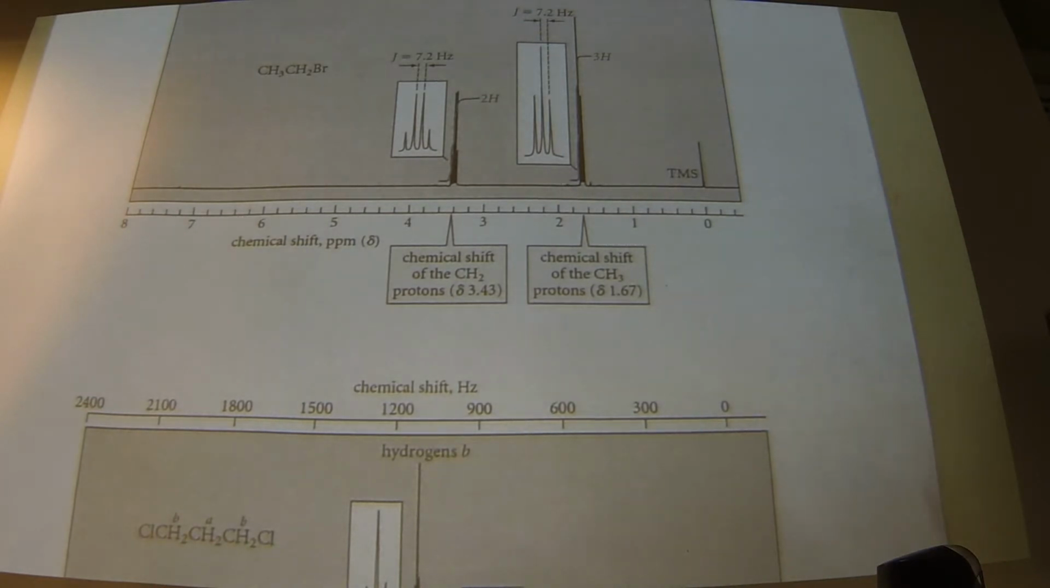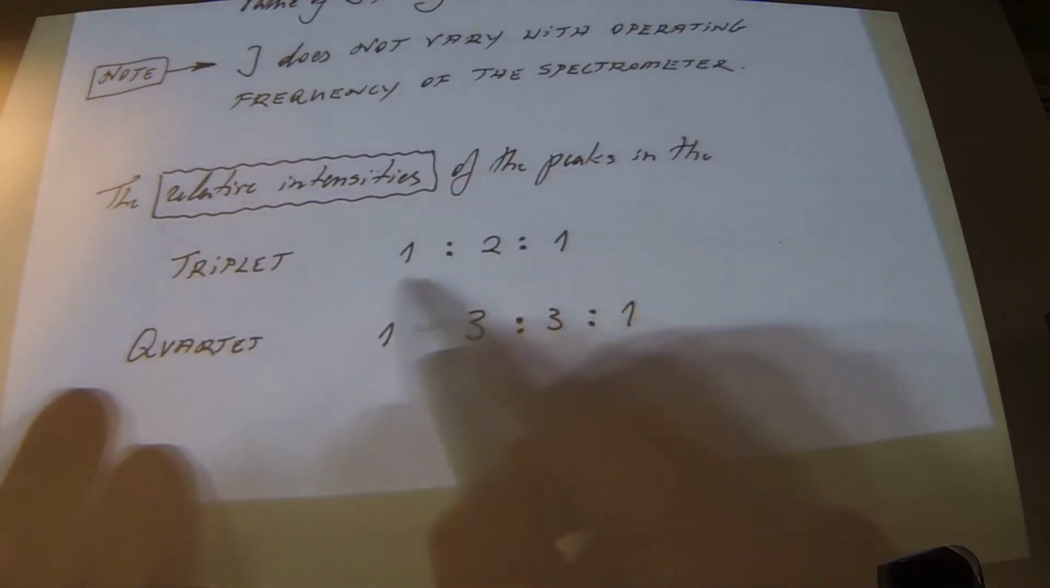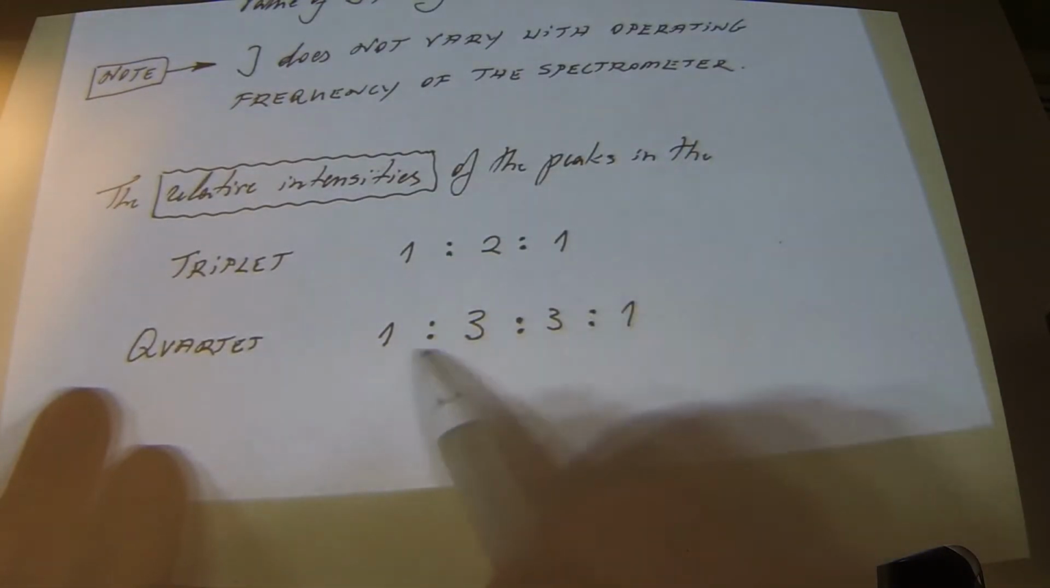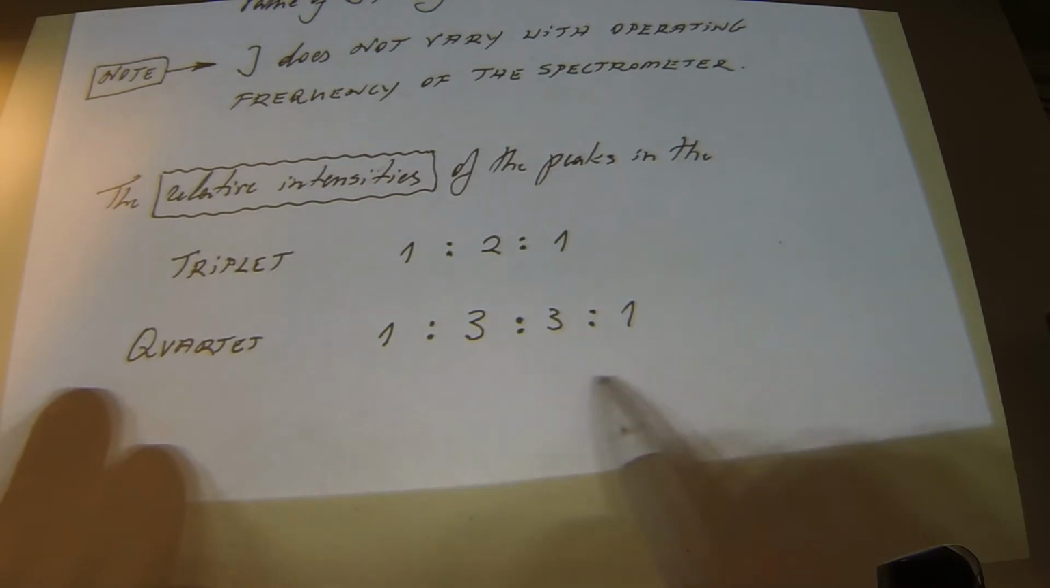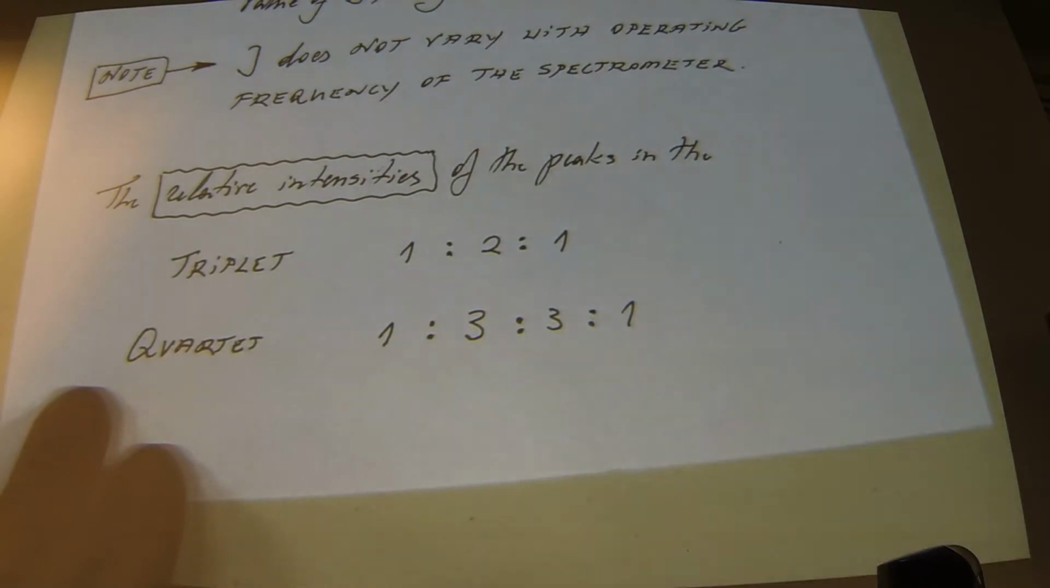Symmetrical. Yeah, you see symmetries, okay? What I say about symmetry is, whenever you see symmetry, it's important. So it's important here too. Here's why. The relative intensities you can predict very nicely. It's 1 to 2 to 1 for a triplet, 1 to 3 to 3 to 1 for a quartet, 1 to 4 to 6 to 4 to 1 for a quintet, and so on.